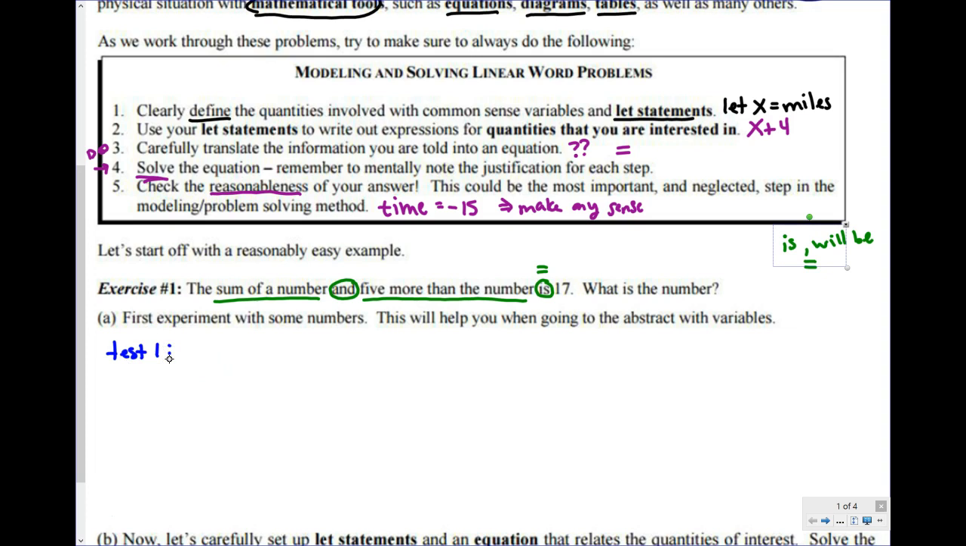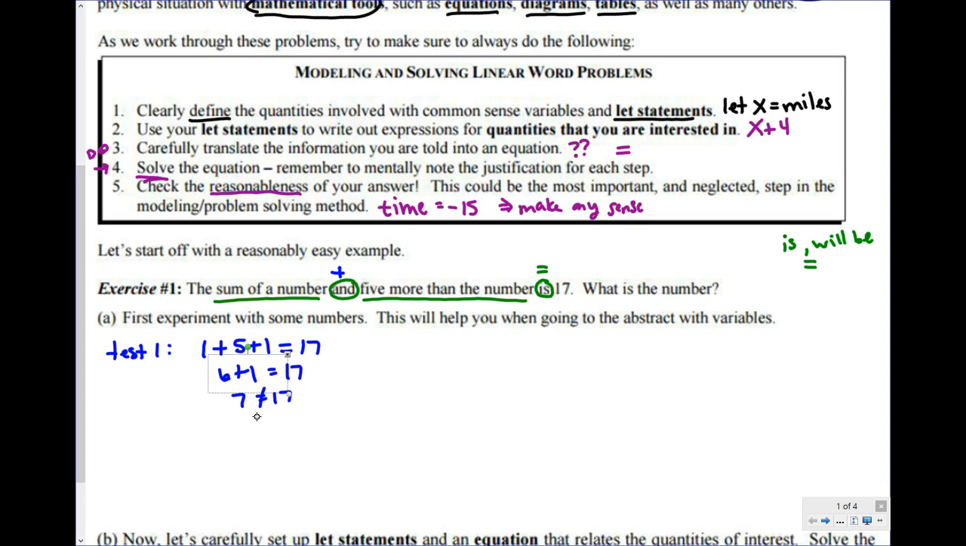So this is saying the sum of a number, so there's 1. And there's my plus, and 5 more than the number. What's 5 more than 1? 6. Instead of writing 6, I could write, 5 plus 1, right? 5 more than the number is 17. Let's see if this works. 1 plus 5 is 6. 6 plus 1. Well, is 6 plus 1 17? No. So the number 1 doesn't work.